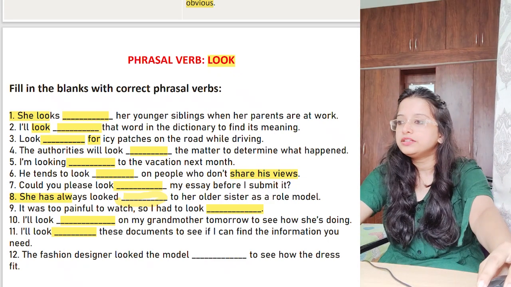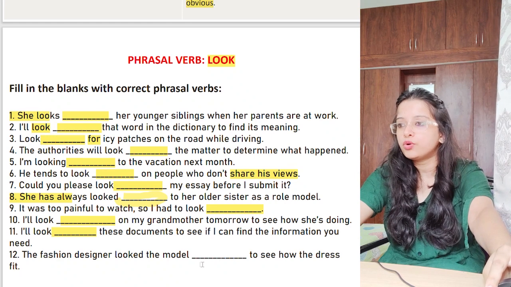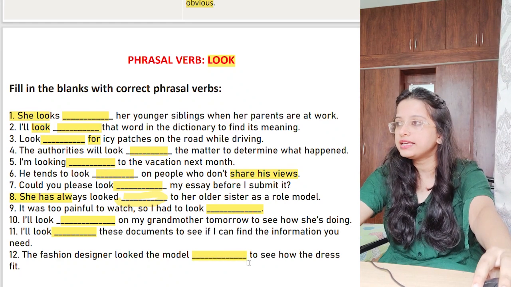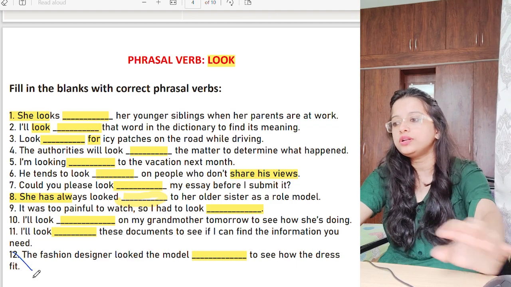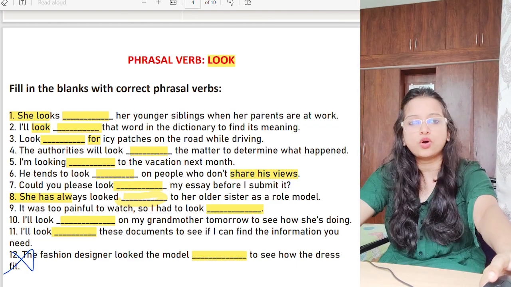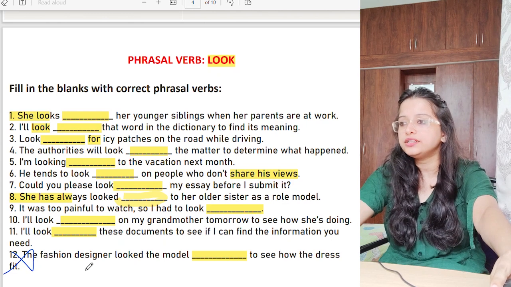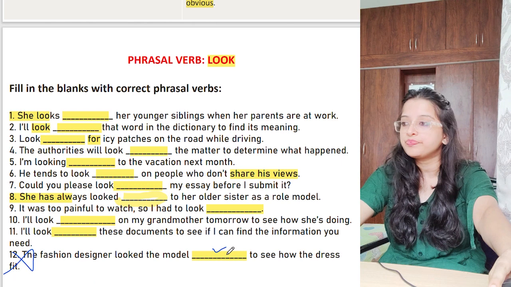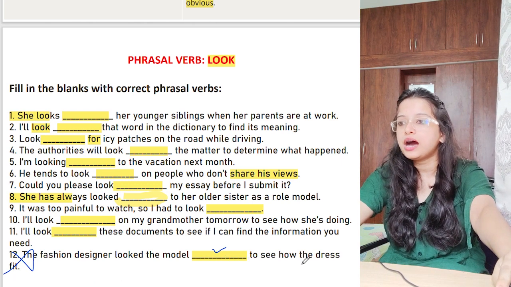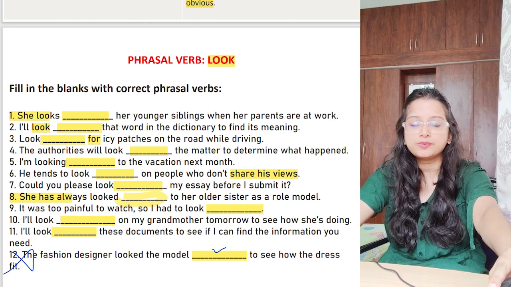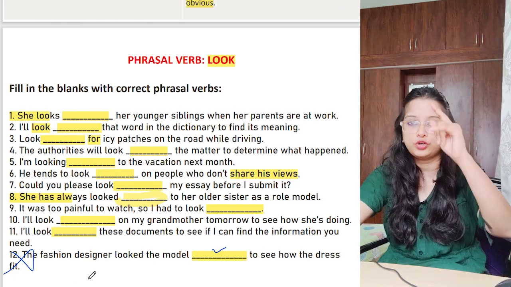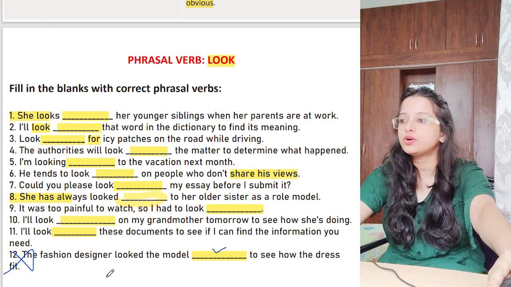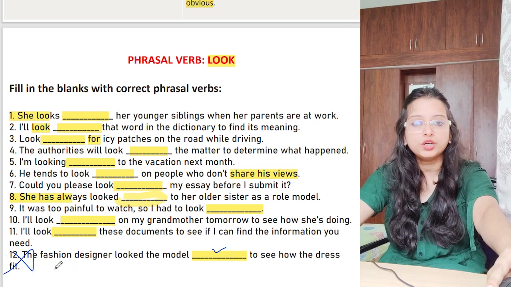The fashion designer looked the model up and down to see how the dress fit. Now this I can say, if you think this is too much for you, you can ignore this one because this is not that common in the exam. The fashion designer looked the model up and down to see how the dress fit. That means whether the dress was fitting well or not. So was looking up and down, from top to bottom. That is what is being talked about in the 12th sentence.